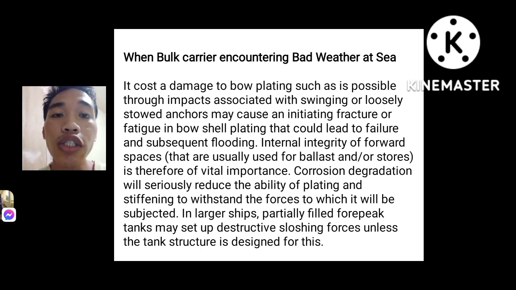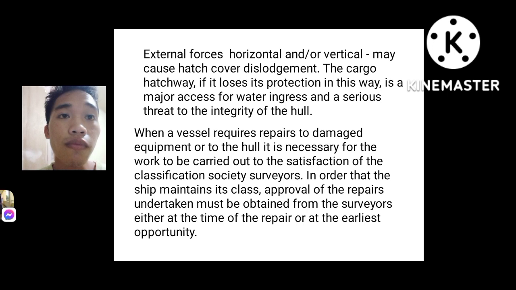In larger ships, partially filled fore peak tanks may set up destructive sloshing forces unless the tank structure is designed for this. Internal forces, horizontal and/or vertical, may cause hatch cover dislodgement. The cargo hatchway, having lost its protection in this way, is a major access for water ingress and a serious threat to the integrity of the hull.